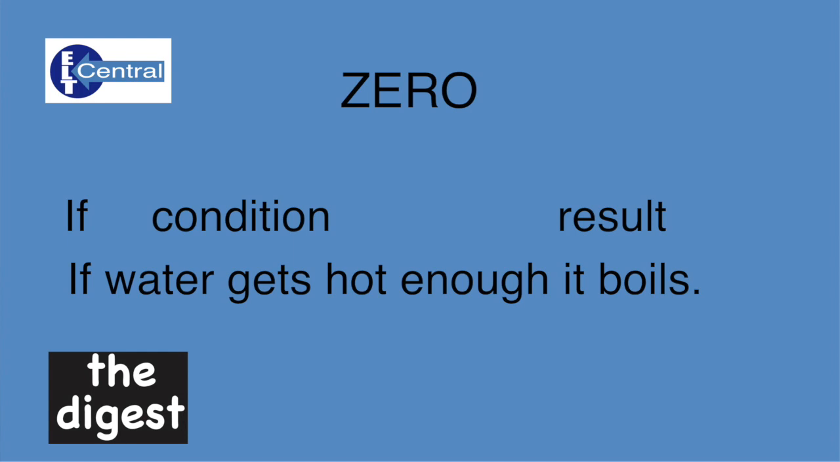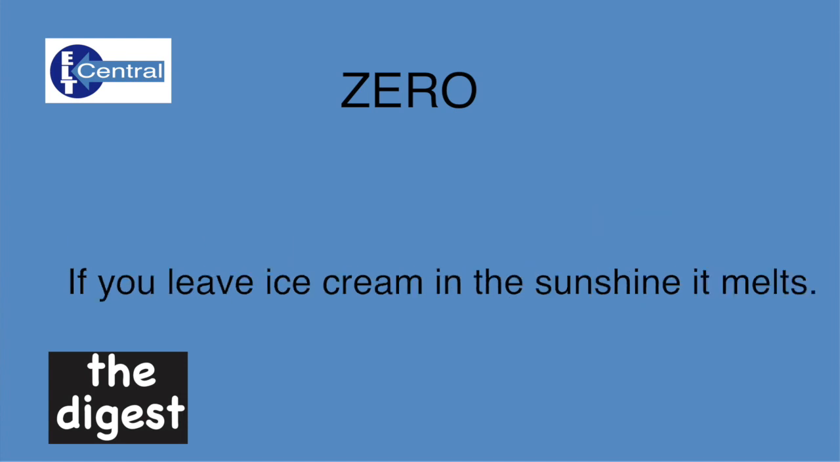Another one here is if you leave ice cream in the sunshine, it melts. So you've got the if, the condition, you leave ice cream in the sunshine, and the definite result, it melts. So that is something definite. That's something that's definitely going to happen if you do something. So that's relatively simple, isn't it?